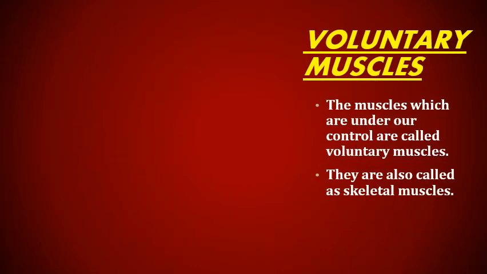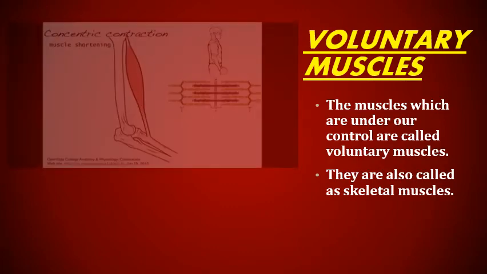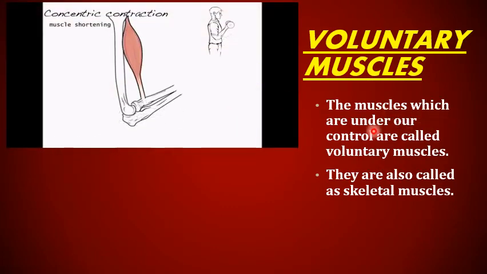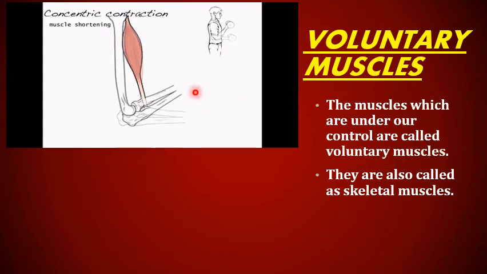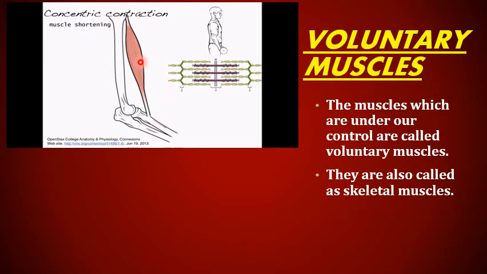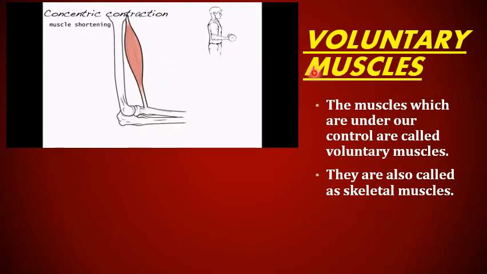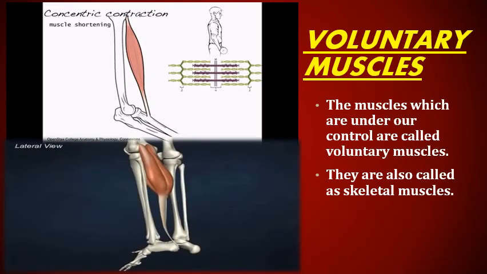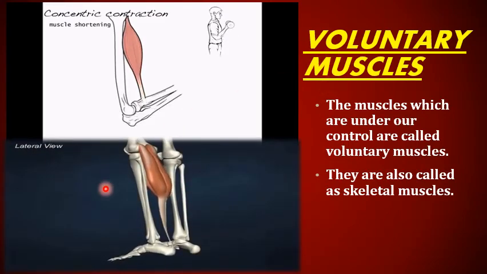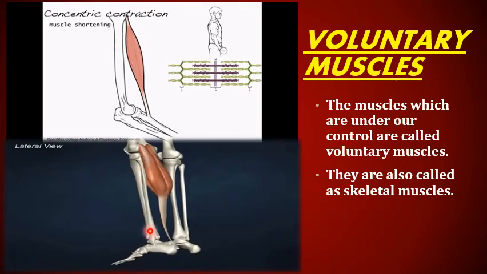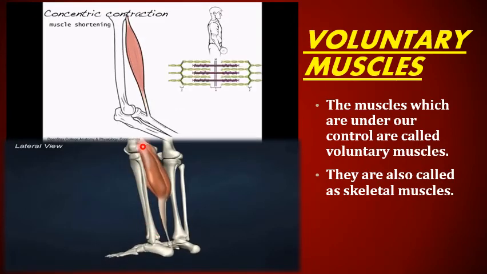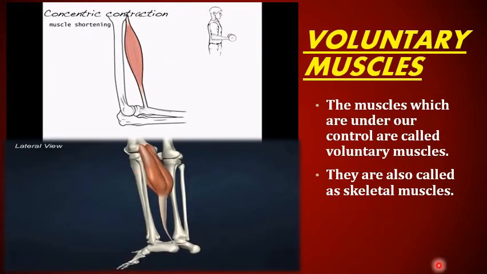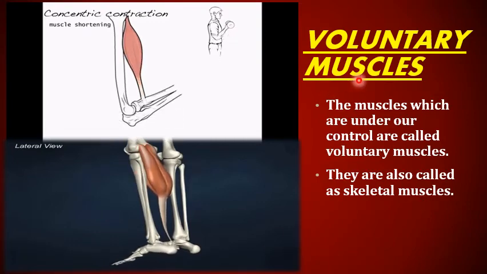So type number one is voluntary muscles. The muscles which are under our control are called voluntary muscles. Those muscles which can work under our control are voluntary muscles. They are called skeletal muscles as well. Why? Because voluntary muscles are always attached to our bones, and we can move our bones with the help of joints. So the muscles which are attached to the bones are the skeletal muscles or the voluntary muscles.